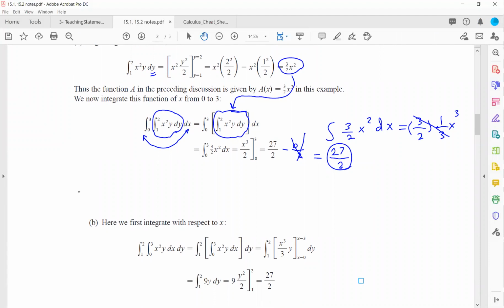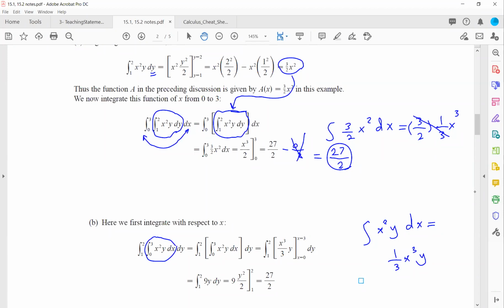Integral of x squared y with respect to x is nothing but, let me write the detail for you here, x squared y with respect to x is equal to a third x cubed y. Then we plug in 3, which is 27 divided by 3, or 9y.